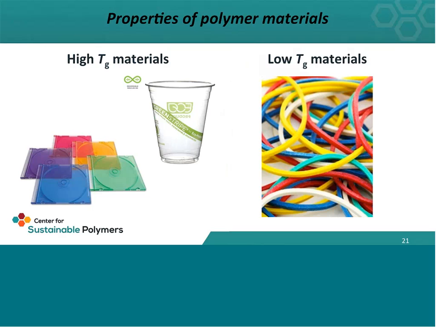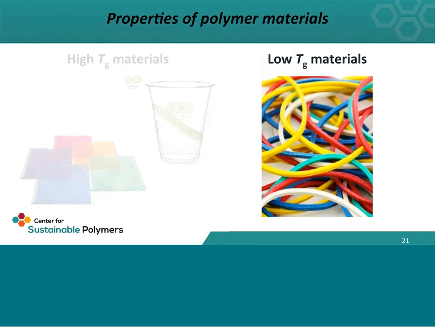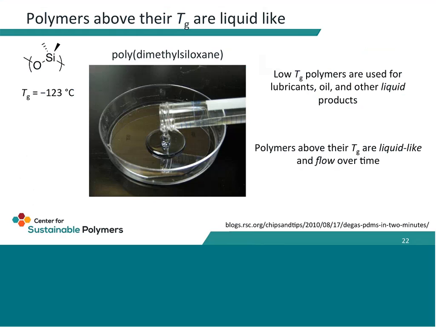In this section of our talk, we're going to transition into low glass transition materials. What we mean by this is where the glass transition sits below room temperature. So if a polymer has a low glass transition temperature, you would expect that at room temperature it would be a liquid. And these polymers are used in lubricants and in other liquid products, and they're also used as additives.